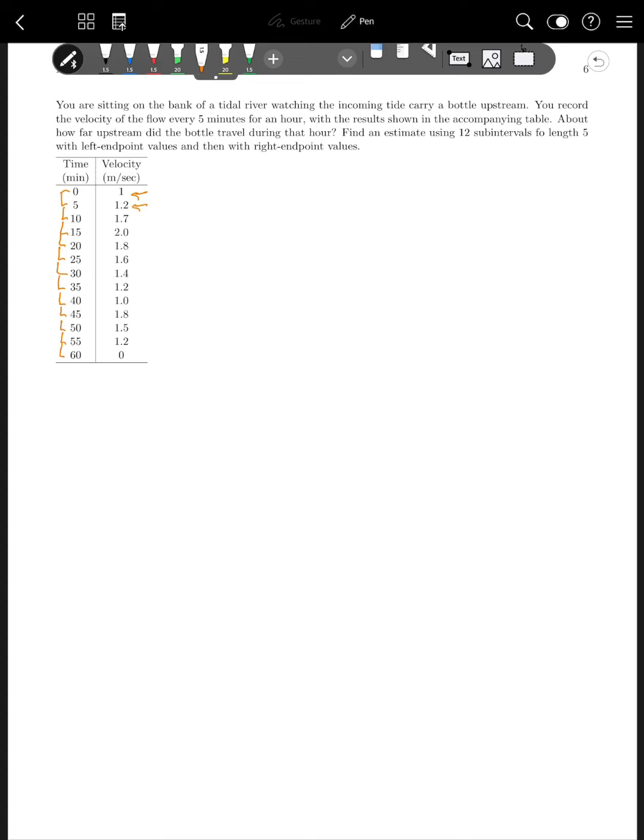So here are our intervals: 0 to 5, 5 to 10, 10 to 15, 15 to 20, 20 to 25, 25 to 30, and so on. Okay, these are our intervals. So for the interval 0 to 5, we can either use 1 or 1.2. The 1 would be the left-hand endpoint, and the 1.2 would be the right-hand endpoint. So we could get two different answers just like before. So we take our width, and we multiply it by the sum of our endpoints.